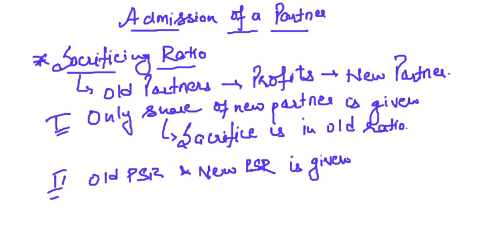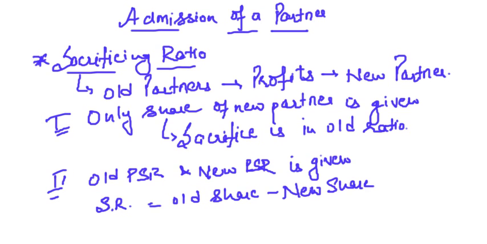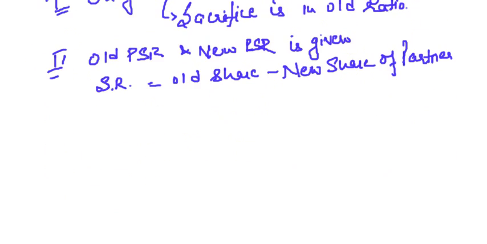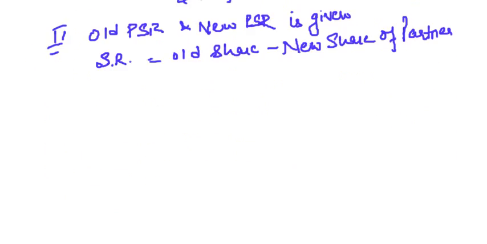Then how to calculate the sacrificing ratio? Sacrificing ratio is equal to the old share of a partner minus the new share of a partner. Right? So if the old share is more than the new share, then there is a sacrifice. If it is a reversal, that means the new share is more than the old share, then it is a gain for the partner, right? Remember one thing, that in this process of sacrificing, even an old partner can gain to some extent, right?